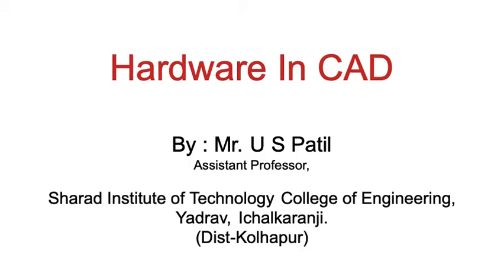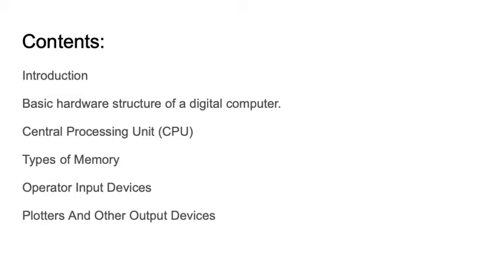In this video, we'll see the hardware in CAD. We'll see contents: introduction, basic hardware structure of digital computer, central processing unit that we call CPU, types of memory, operator input devices, and plotters and other output devices. This plotters is nothing but one of the output devices.